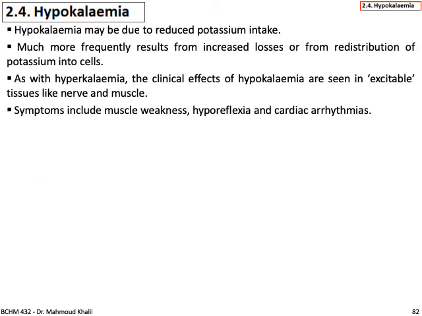The fourth subtopic is hypokalaemia. Hypokalaemia may be due to reduced potassium intake, as the name implies, but much more frequently results from increased losses or from redistribution of potassium into the cells. As with hyperkalemia, the clinical effects of hypokalaemia are seen in excitable tissue like nerve and muscle. Symptoms include muscle weakness, hyporeflexia, and cardiac arrhythmia, irregular heartbeats.